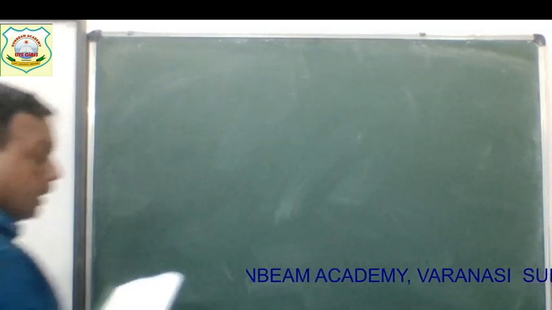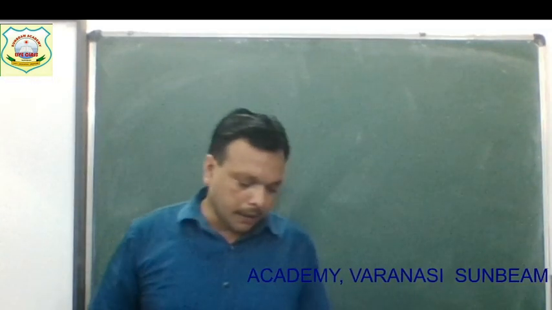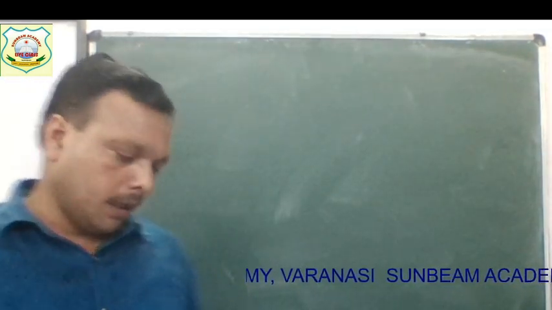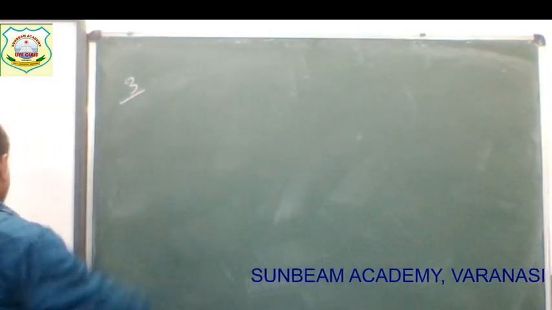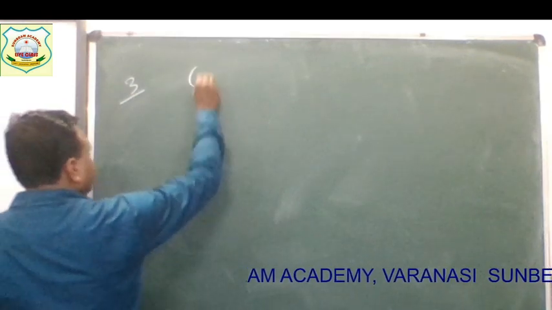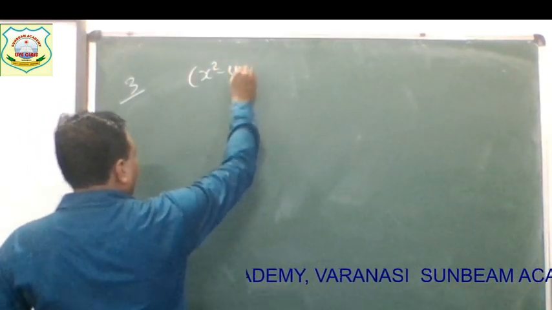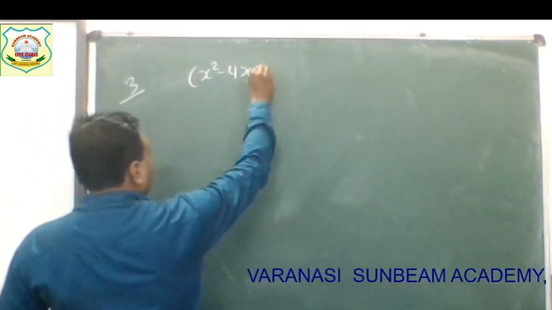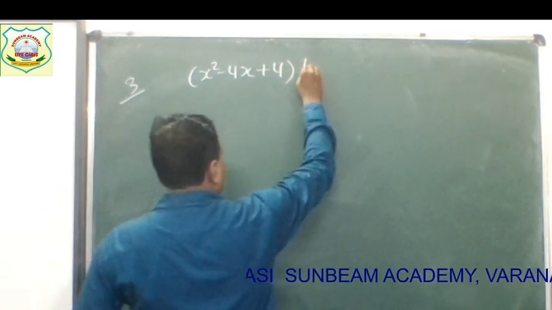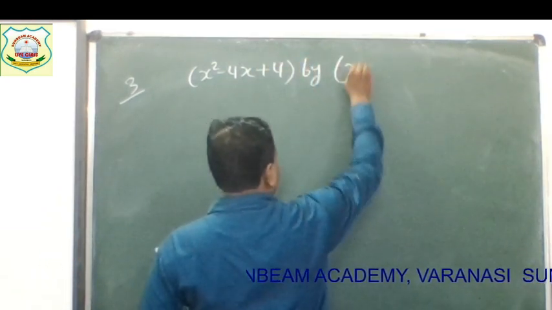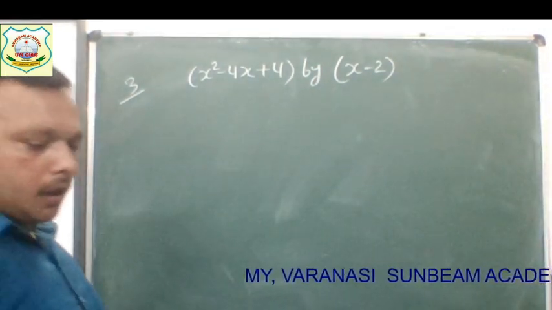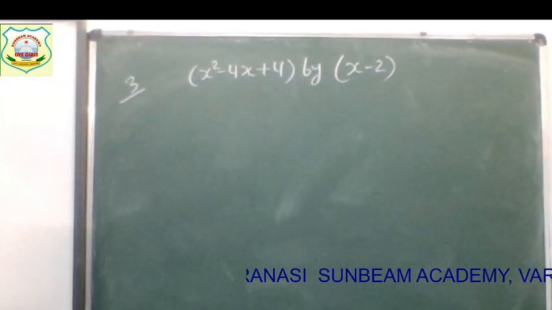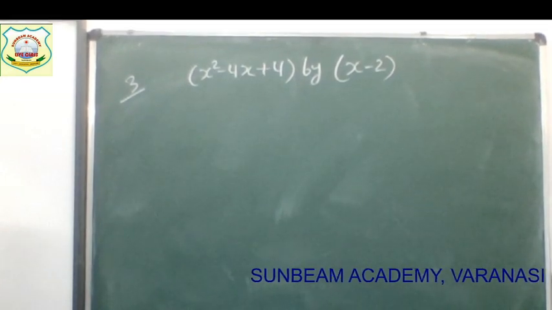There is given, write the quotient and remainder when we divide. So the third number is given. Third question, x square minus 4x plus 4 by x minus 2. X square minus 4x plus 4 by x minus 2.